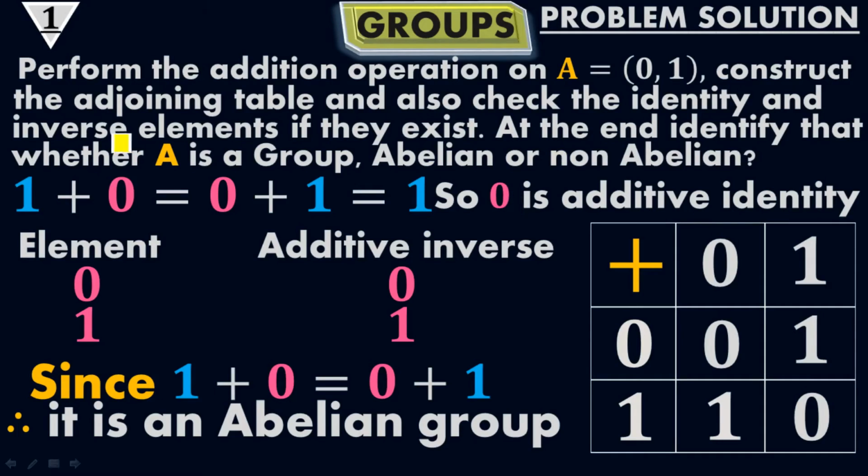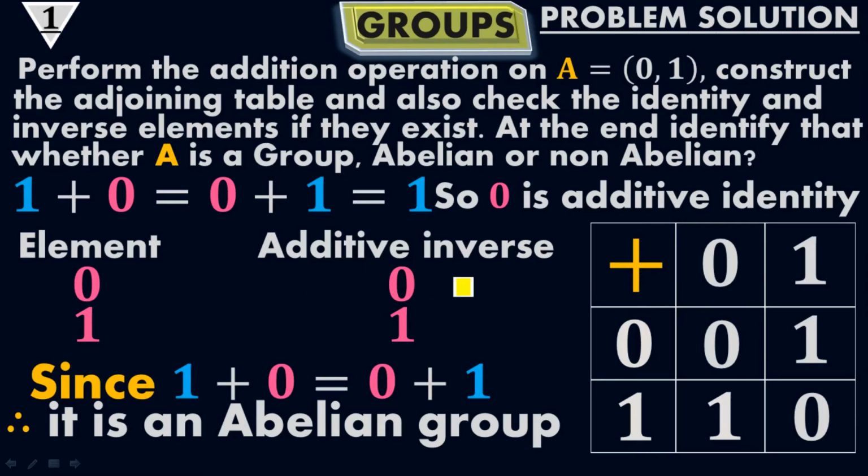But what about the inverse element? For the inverse element, we're going to use the additive inverse law. Why not the multiplicative inverse law? Because the question asks us to perform the addition binary operation. We are only performing the addition binary operation, so we're going to use the additive inverse law, not the multiplicative inverse law. We don't have multiplication here, we have addition.